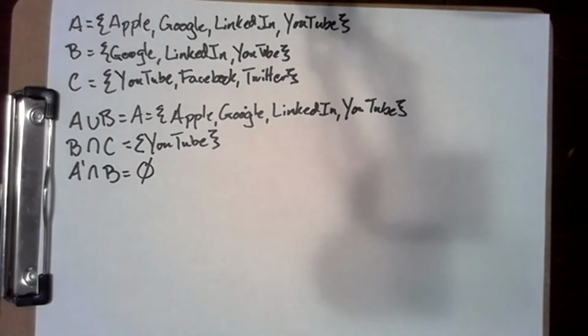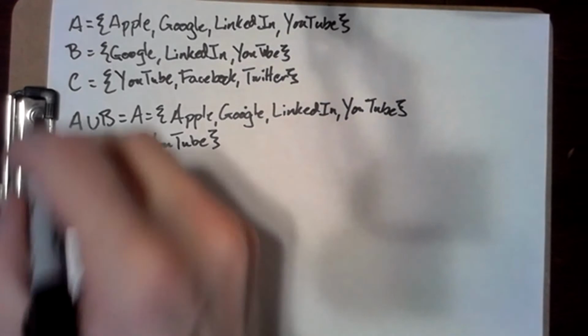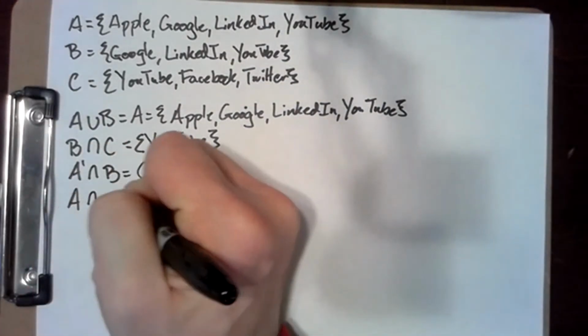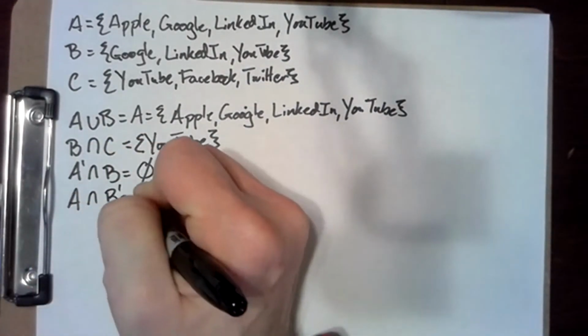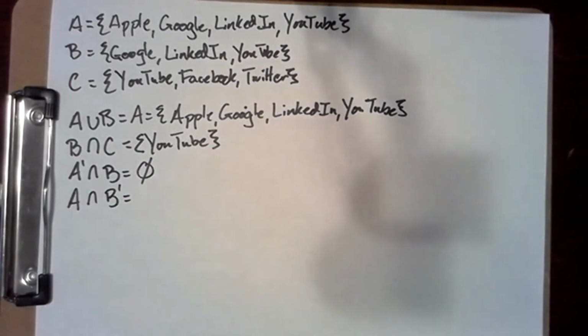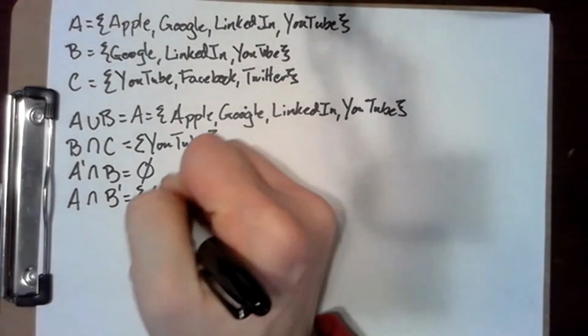Finally, we want to find the intersection of A and the complement of B, which is going to be everything that is in A and not in B, and that is just Apple.